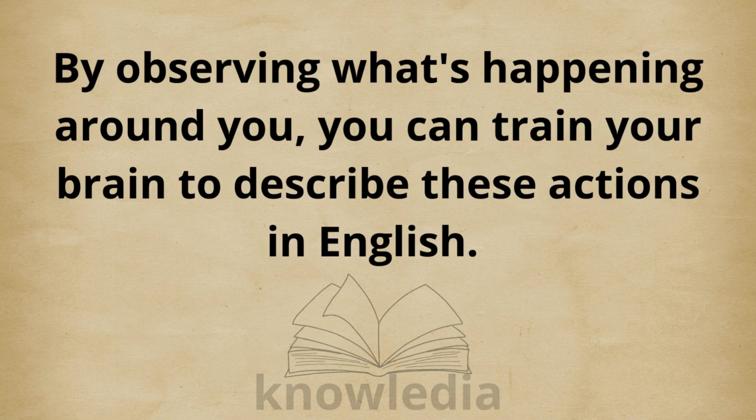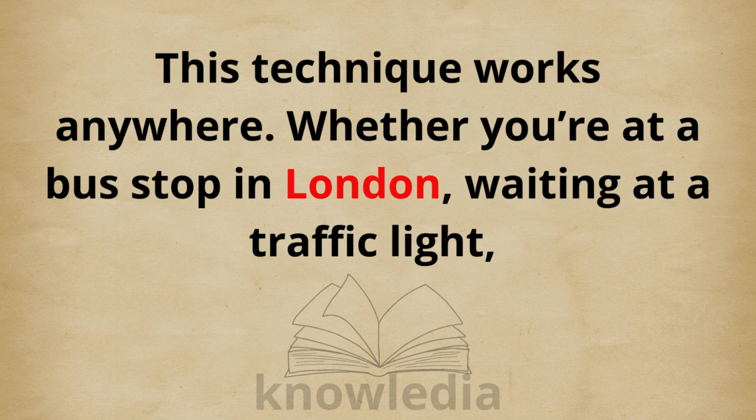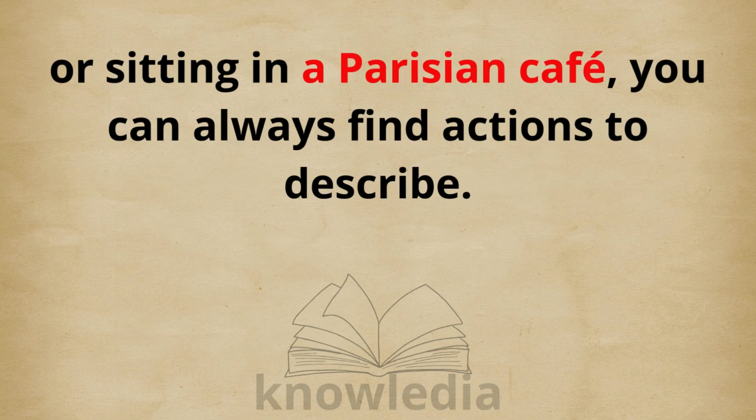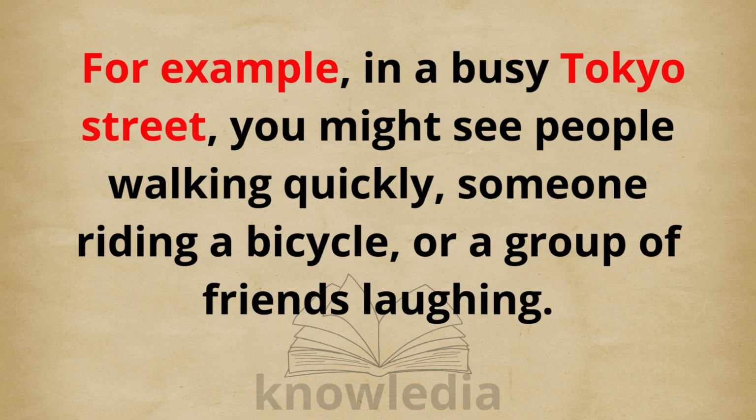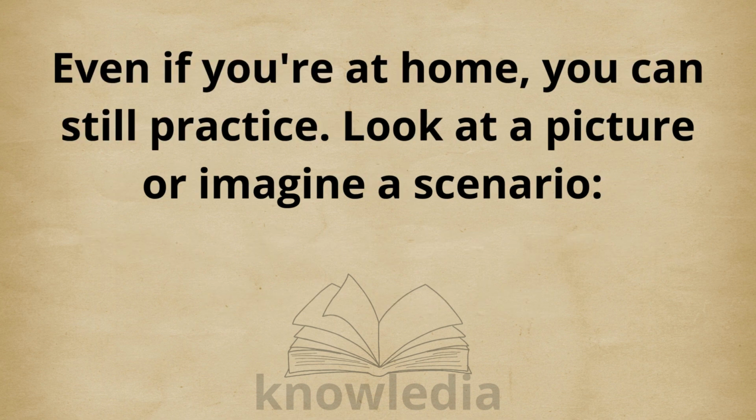By observing what's happening around you, you can train your brain to describe these actions in English. This technique works anywhere, whether you're at a bus stop in London, waiting at a traffic light, or sitting in a Parisian cafe. You can always find actions to describe. For example, in a busy Tokyo street, you might see people walking quickly, someone riding a bicycle, or a group of friends laughing. Even if you're at home, you can still practice.